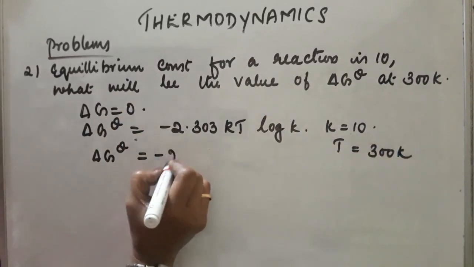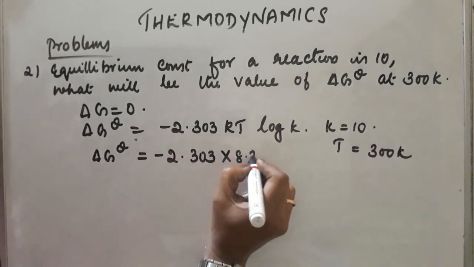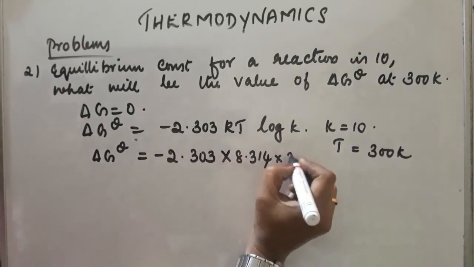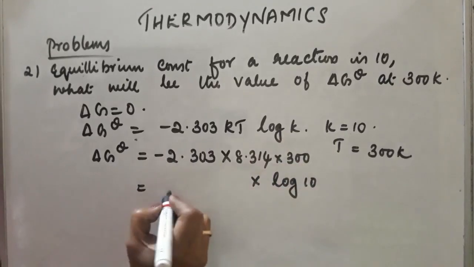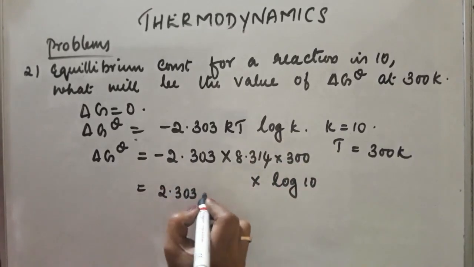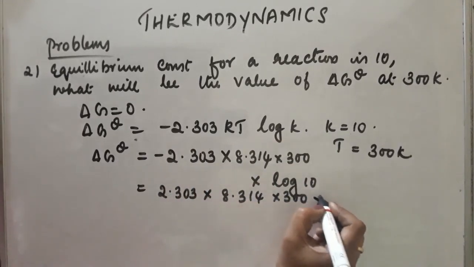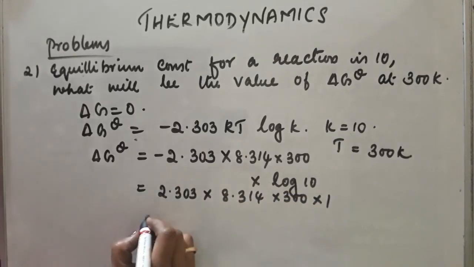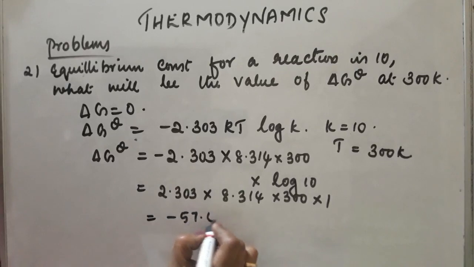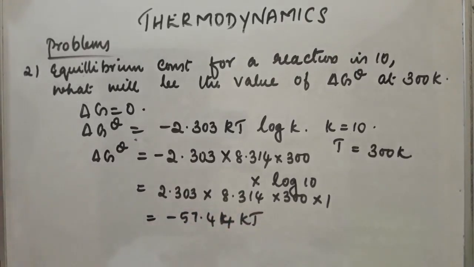So this will be equal to minus 2.303 into 8.314 (R) into 300 into log 10. It is equal to minus 2.303 into 8.314 into 300 into 1. So at last the value will be minus 57.4444 kilojoule. This will be the delta G standard.